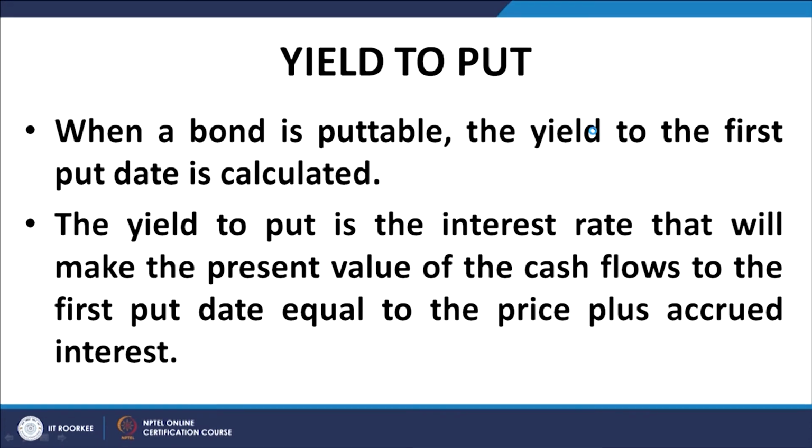So, if the bond has a put option, then we can work out a yield to put in the same manner as we work out the yield to call. That is, instead of using the maturity and the redemption value of the bond in the YTM formula, we use the point in time at which the put option can be exercised and the exercise price of the put option and work out the yield accordingly.